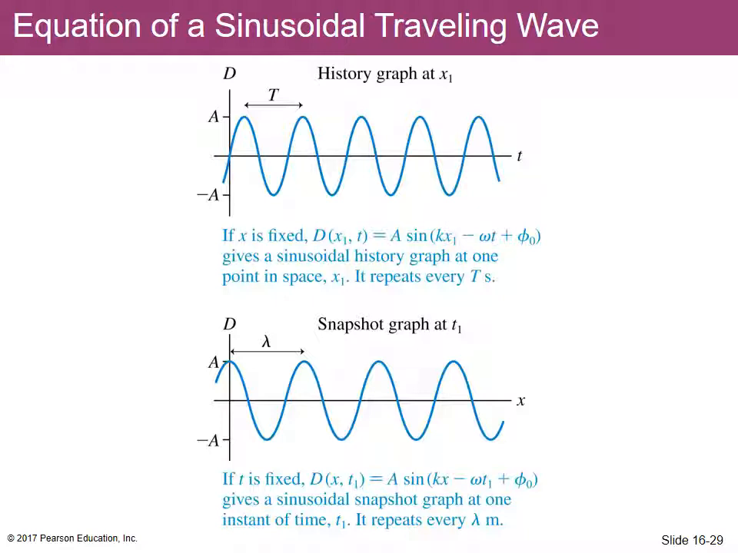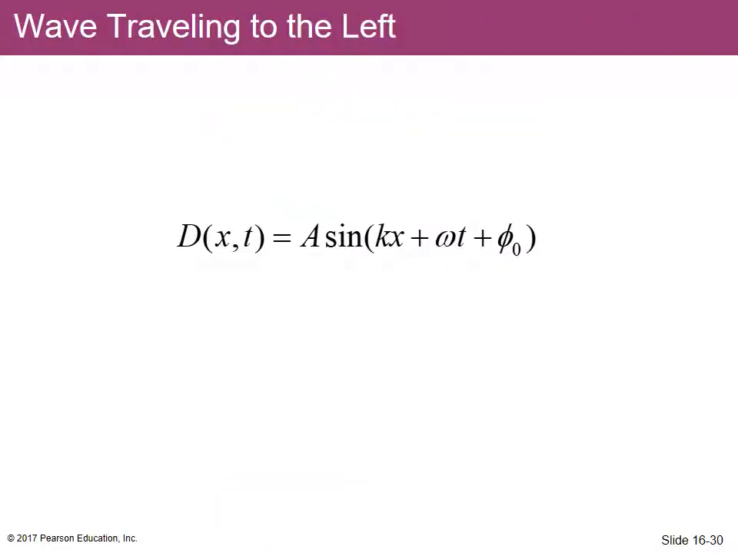The figures show the history graph of a wave at position x1 and the same wave at a snapshot graph at time t1. We have defined the wave as traveling to the right. If a wave is traveling to the left, it is indistinguishable from a rightward traveling wave going backwards in time. We simply change the direction of the time to define a wave traveling to the left.